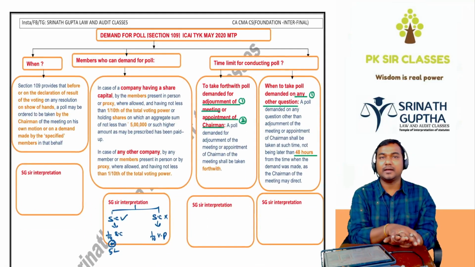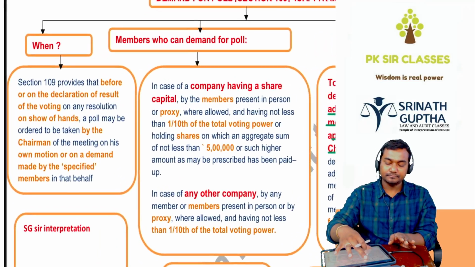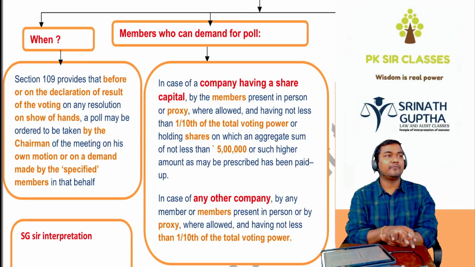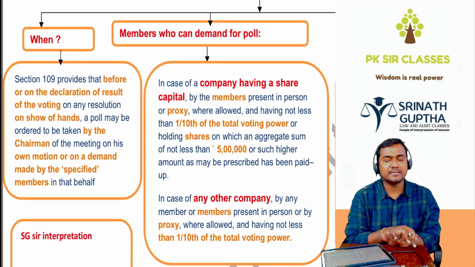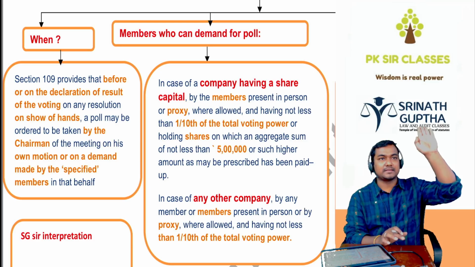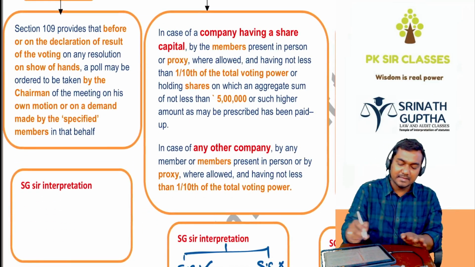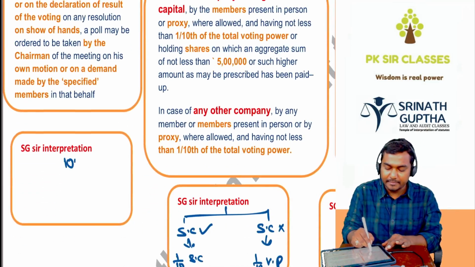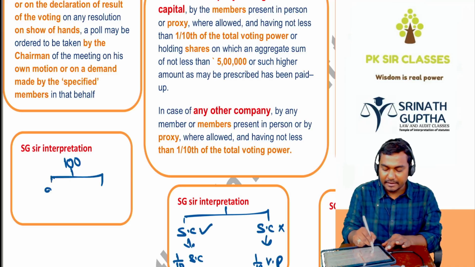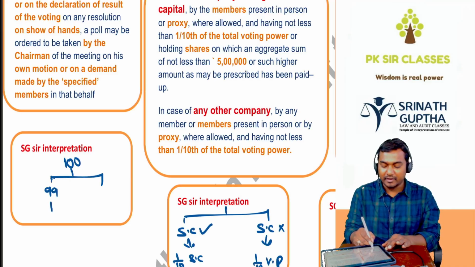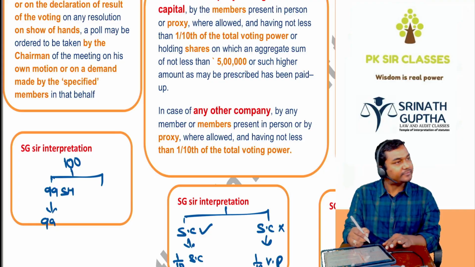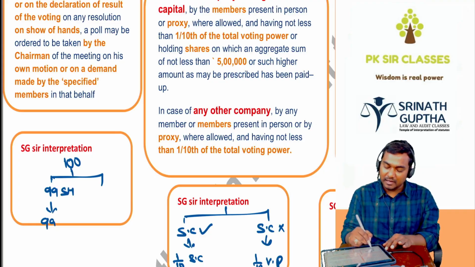Next, demand for the poll. In case of a poll, the number of votes is based on the number of shares held by the member. A member can demand a poll, but generally the chairman will decide all the proposals by show of hands. For example, a company is having 100 members. Out of these 100 members, 99 members are having one vote each, that is 99 votes. 99 shareholders are there. Each one is having one share only, so each one will have one vote.